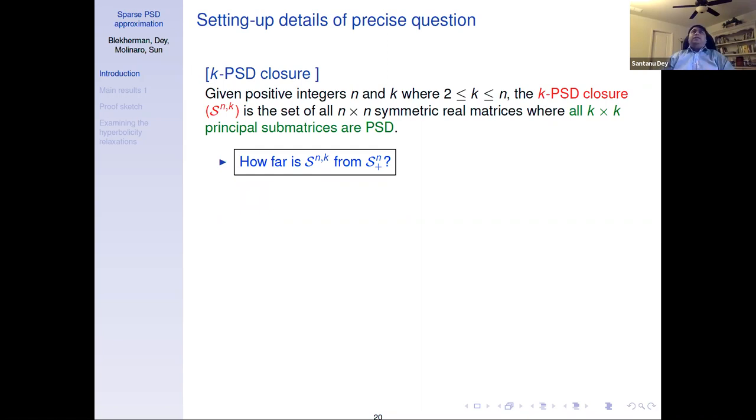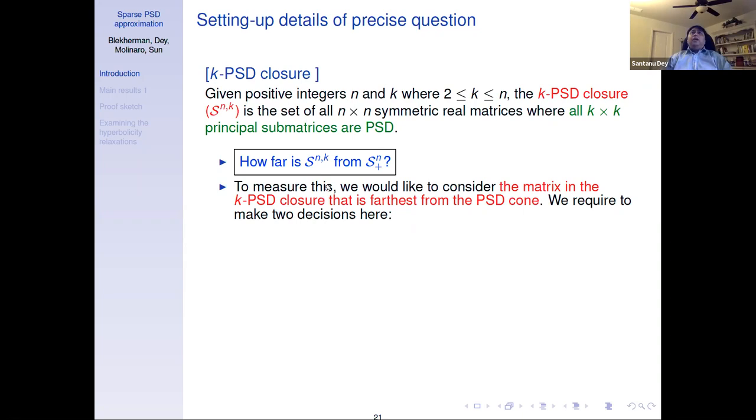And as I said, our question is, how far is S_n^k from S_n^+? Just to remind you again about this notation, if I plug in k equal to n, then it is S_n^+. And in general, obviously, S_n^+ lives in S_n^k because any matrix in S_n^+ is PSD, and therefore all k by k submatrices are PSD. All right. So how should we go about asking this question about how far it is? Well, we have to be a little bit more precise. So we have to set a few more parameters.